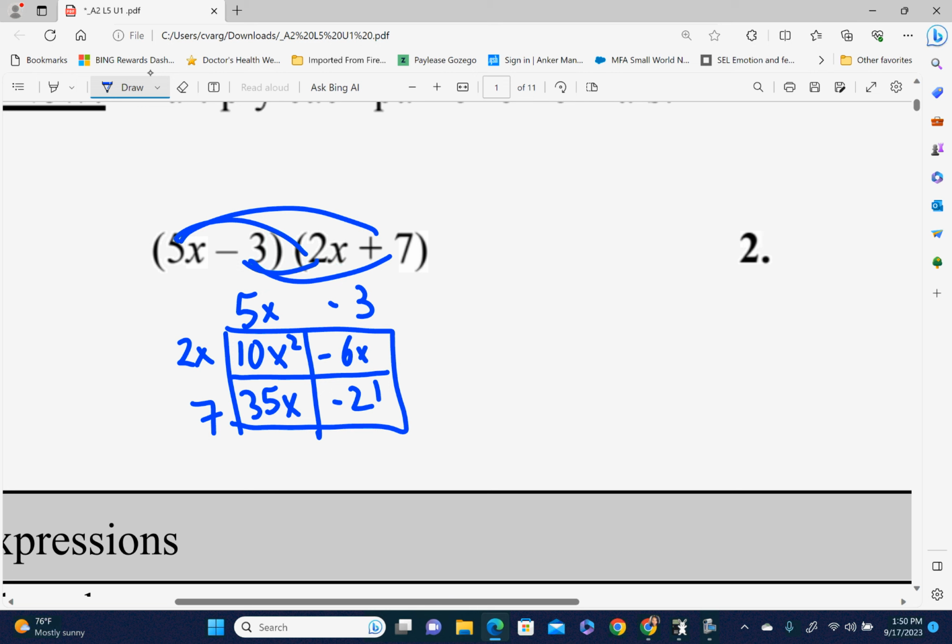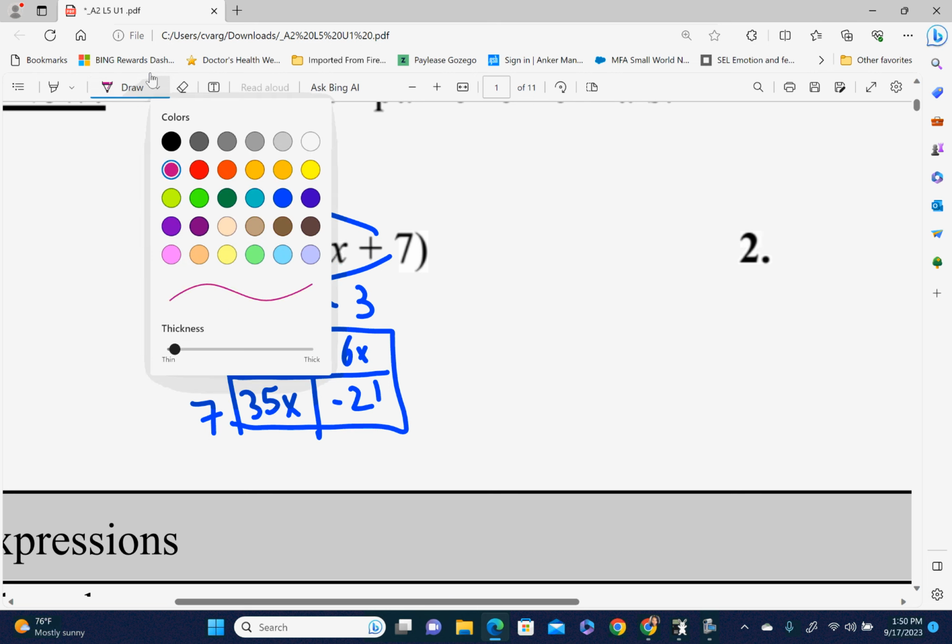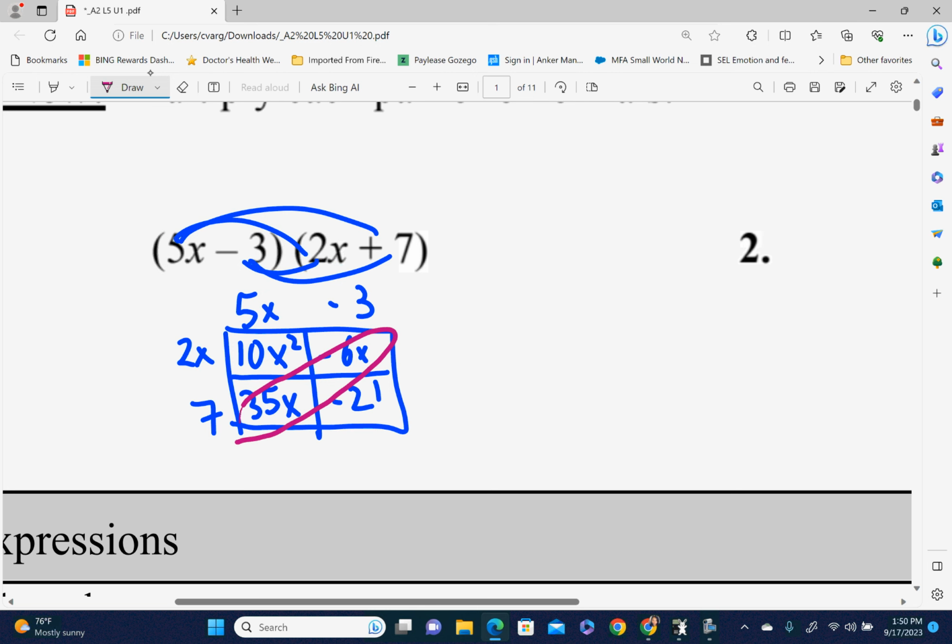So what we need to do now is combine the diagonal. So this is the diagonal, so these terms right here. The 10x squared doesn't combine with anything, so we're just going to write 10x squared. 35x minus 6x, or negative 6x plus 35x, same thing. That's going to be a positive 29, and then this is x, and then this is minus 21.